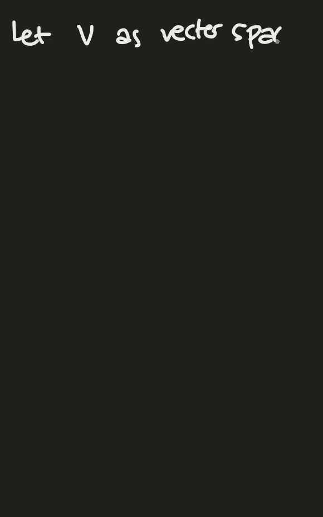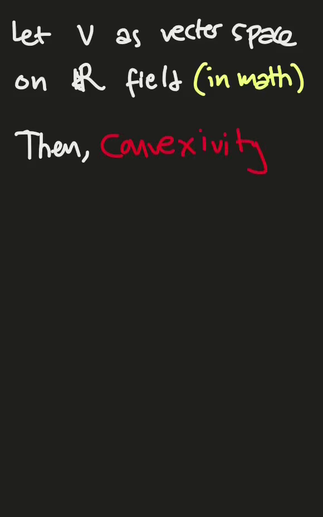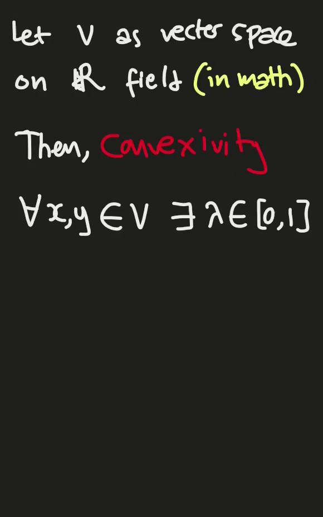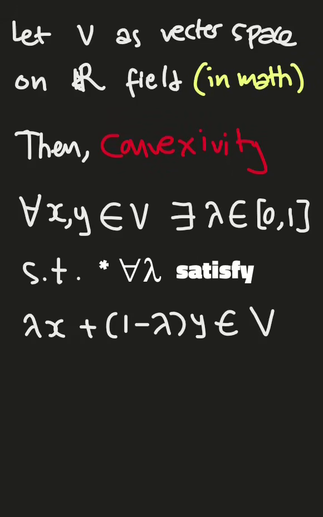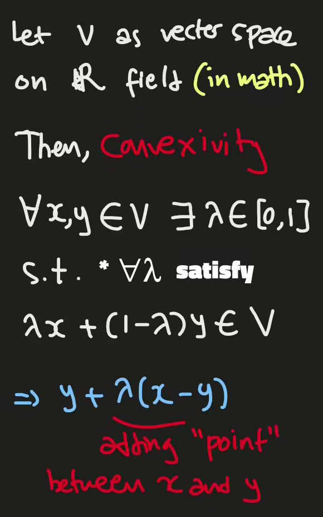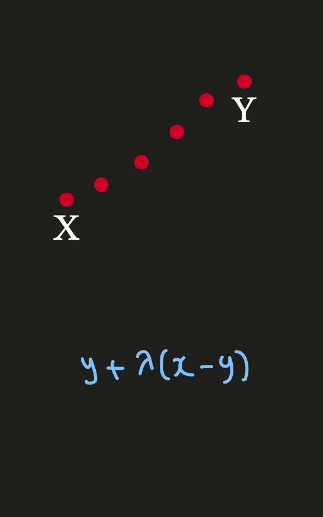Let V be a vector space over the real field. Then convexity inside the vector space V is defined as follows: for all x and y inside the vector space, there is a lambda which is an element of this closed interval such that this thing is inside the vector space. Geometrically, this means that any point between x and y is an element of the vector space.